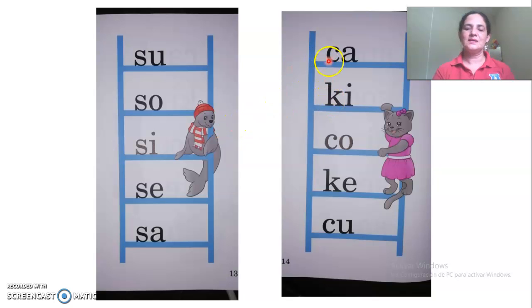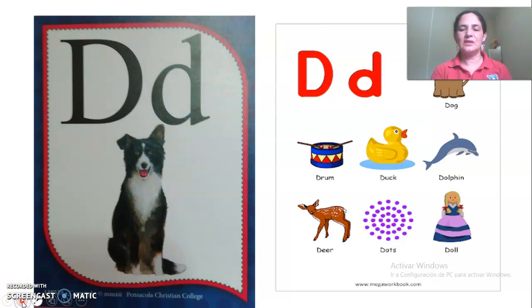Okay, let's read the blends of the letter C. The sound of the letter C is k, k, k, and the sound of the letter K is k, k, k. Let's read the blends. Ka, ki, ko, ke, ka. One more time. Ka, ki, ko, ke, ka. And this is a cat. Cat. Cat.